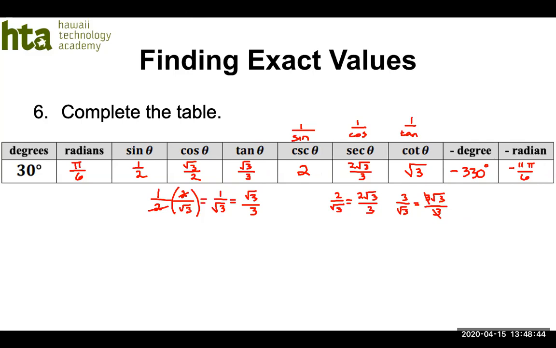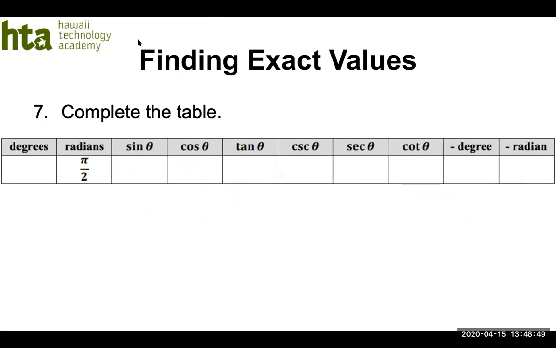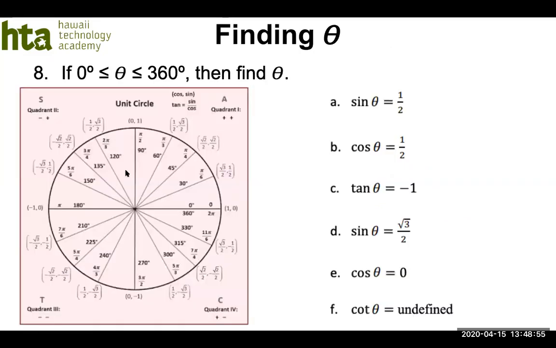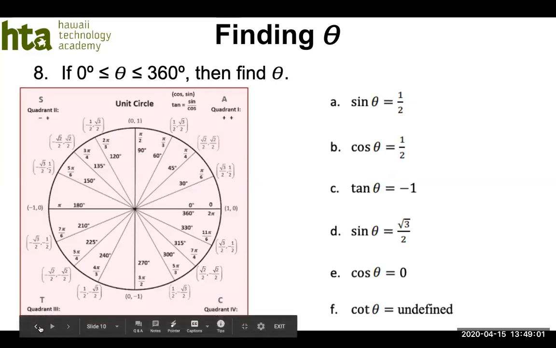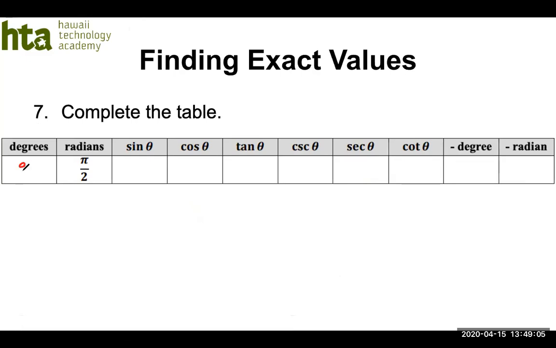All right, let's try one more like this table here, number 7. So now I'm given the radians. If I know the radians, how do I know the degree? Well, go to your unit circle. If radians is pi over 2, look at the degree. It's 90, okay? The degree is 90. So that's what I'm going to write for my degree.